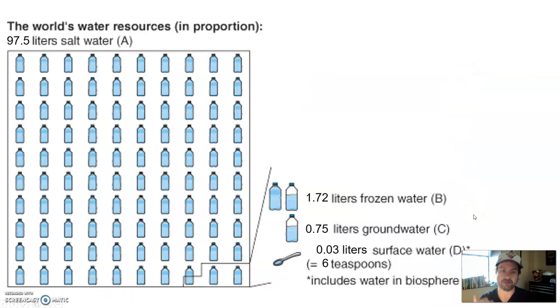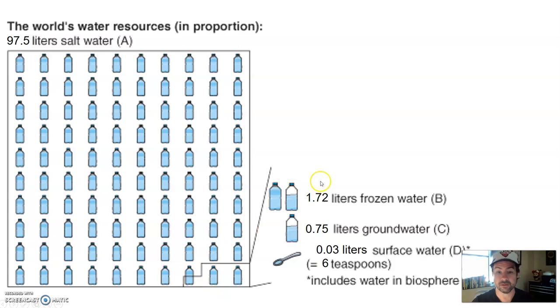So if we were to visualize this, let's say all of Earth's water fit into 100-liter bottles. If all of Earth's water fit into 100-liter bottles, 97.5 of those would be salt water, because there's 96.5% oceans, and then another 1% saline water. So 97.5 liters of salt water, leaving only 2.5 liters fresh water.